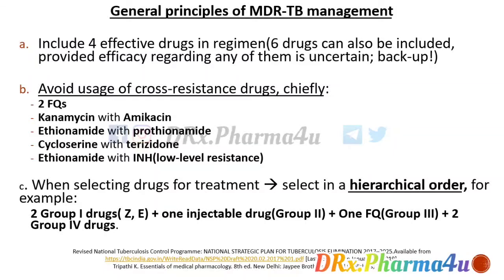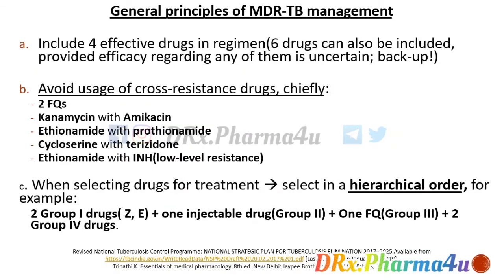Whenever you are selecting drugs for treatment, you should select in a hierarchical order. Hierarchical order means, you know very well, from the higher order to the lower order, like a sequential order. For example, 2 group 1 drugs plus 1 injectable group 2 drug plus 1 fluoroquinolone plus 2 group 4 drugs. So that is the hierarchy that we follow.